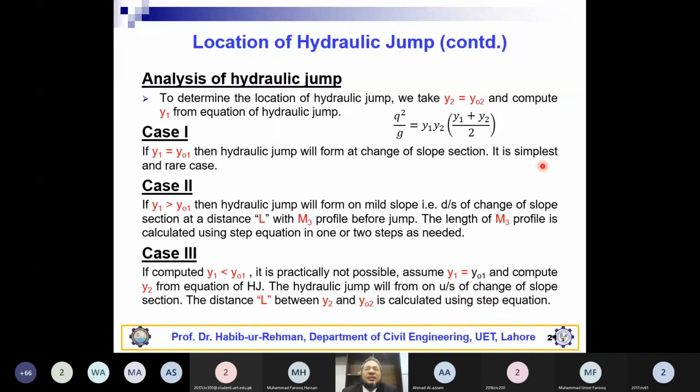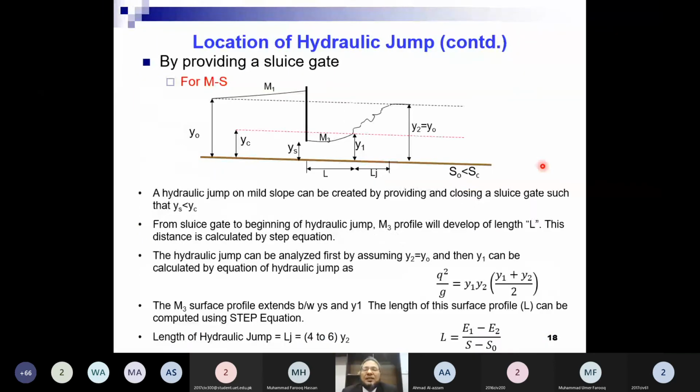Now what else do we have to compute? We should compute y1. And how can we compute y1? By using the equation of hydraulic jump, this equation, and by assuming that this y2 is equal to y0. Do we have y0, the normal depth of flow, in the channel? No, sir, we don't. We can calculate the hydraulic radius, and then it will be equal to y0.